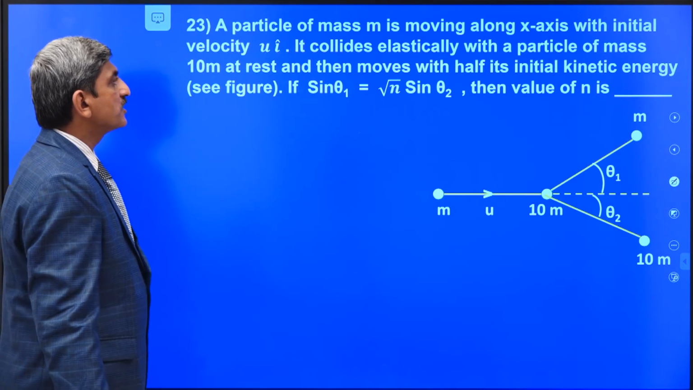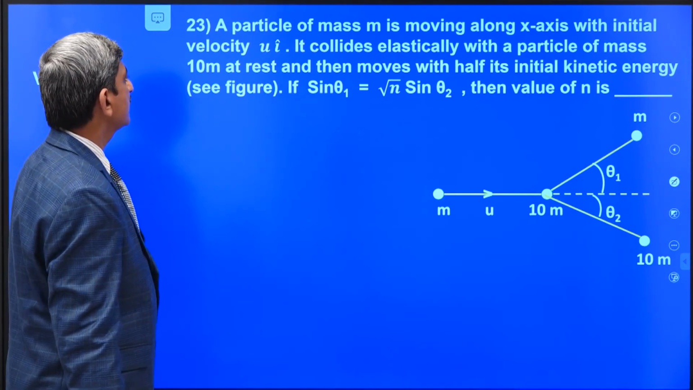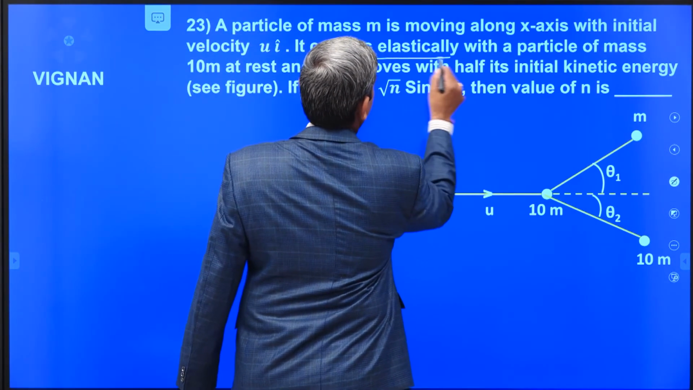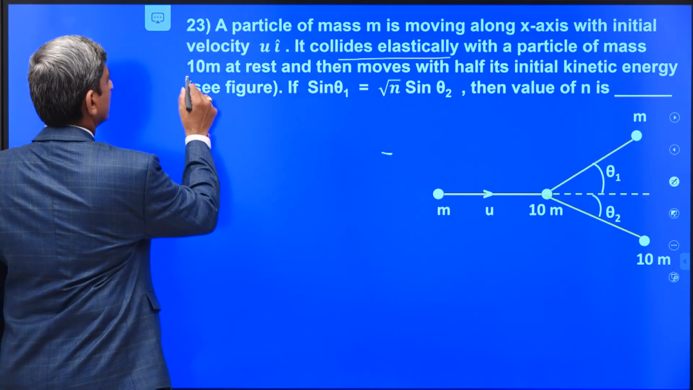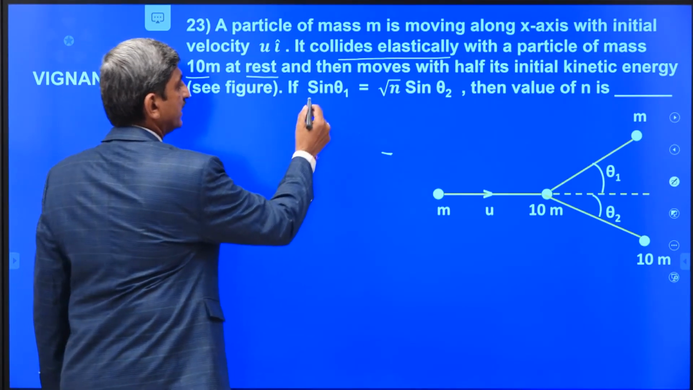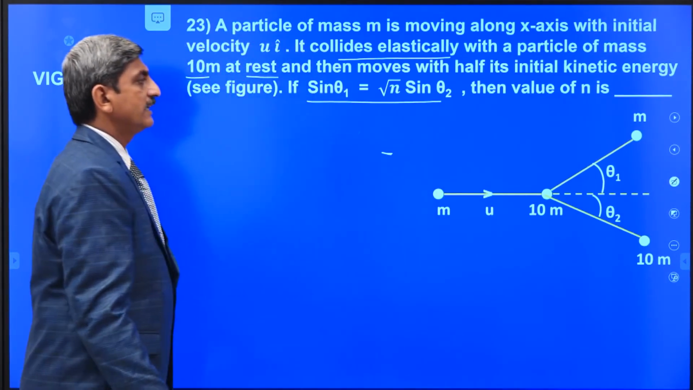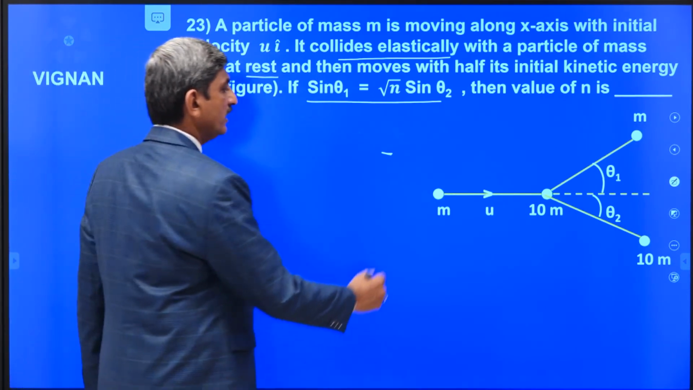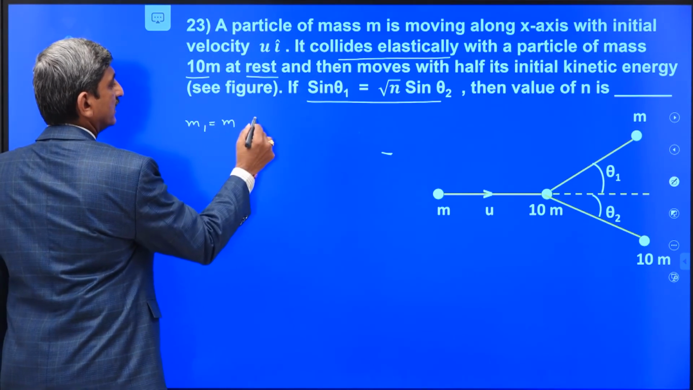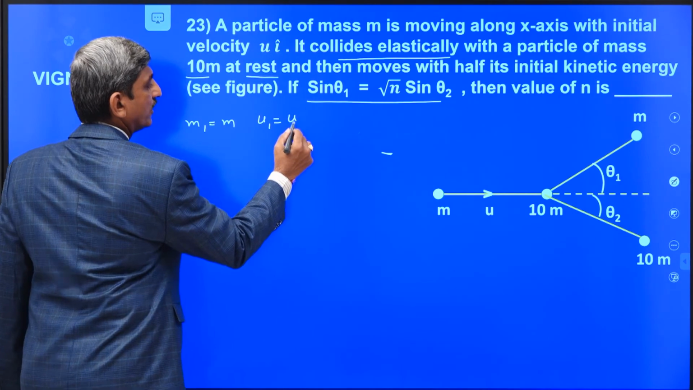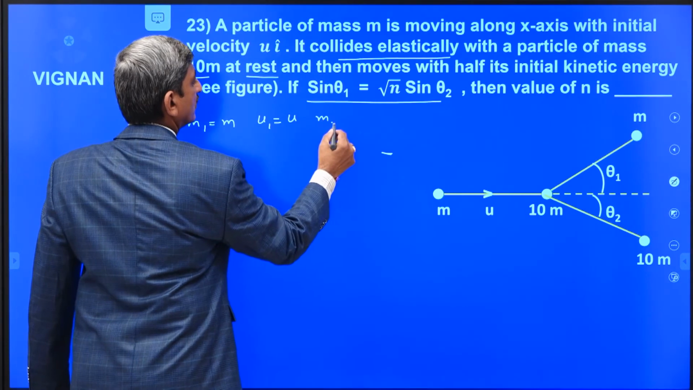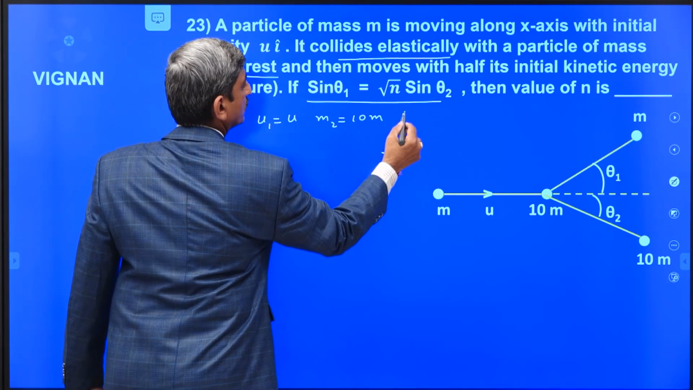A particle of mass m is moving along the x-axis with initial velocity u i cap. It collides elastically with a particle of mass 10m at rest and then moves with half of its initial kinetic energy. If sin theta 1 is equal to root n sin theta 2, then the value of n is dash. Okay, this is the first particle. The mass of the first particle is given as m1 is equal to m. It is moving with velocity u along the positive x-axis. It hits the second particle of mass m2 is equal to 10m, which is initially at rest.